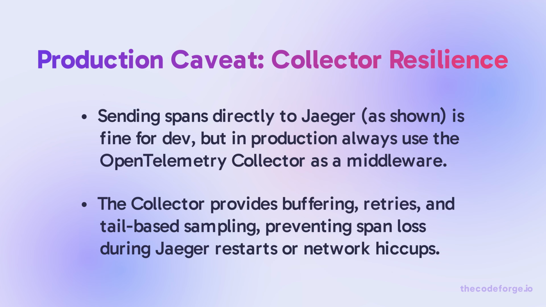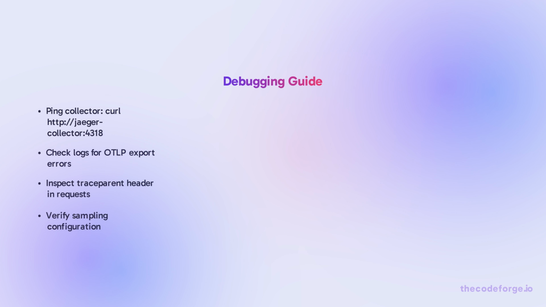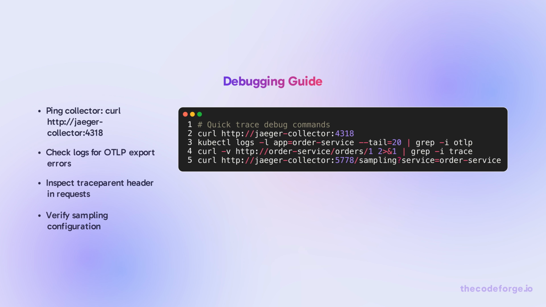Sending spans directly to Jaeger, as shown, is fine for dev, but in production always use the OpenTelemetry collector as middleware. The collector provides buffering, retries, and tail-based sampling, preventing span loss during Jaeger restarts or network hiccups. Use these commands to diagnose missing traces. Ping the collector, check logs for export errors, inspect the traceparent header, and verify sampling configuration.